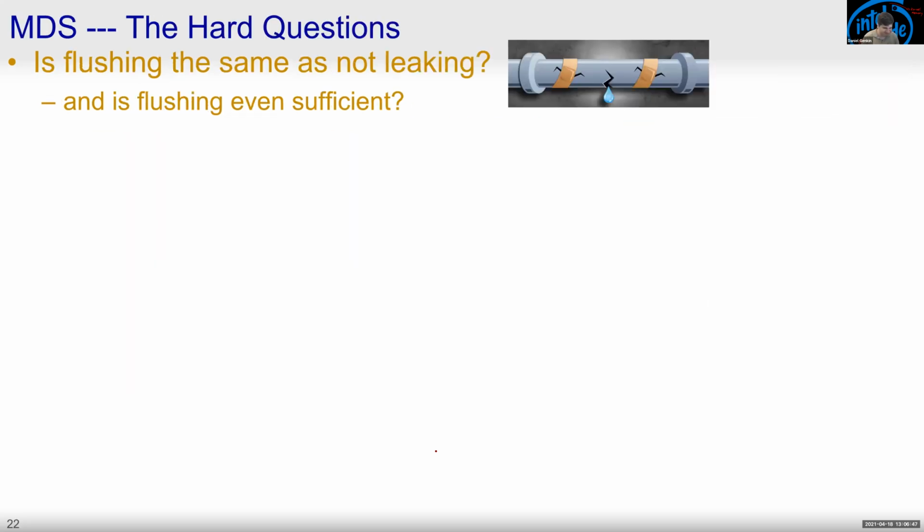But I don't know, something still felt bad. Why did it feel bad? Because it's an engineering crutch. And here are some hard questions about this crutch. Is flushing the same as not leaking? Is flushing even sufficient? Is this the right answer here? Because we couldn't fix it. We couldn't implement a permission check. So instead we did some crutch, but when it comes to hardware security, crutches are dangerous territory.